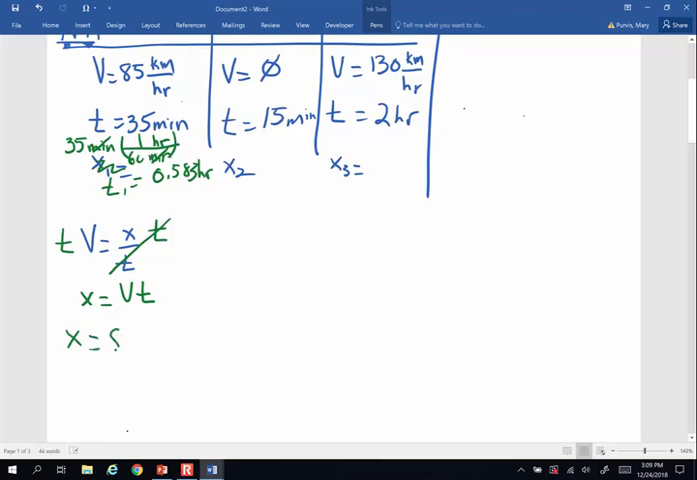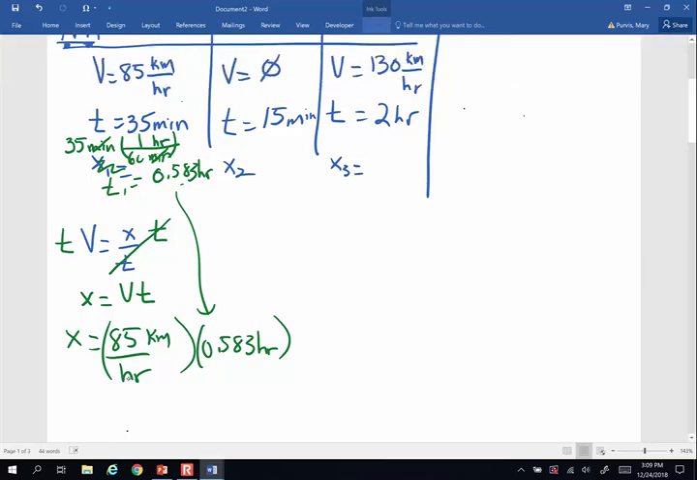My velocity is 85 kilometers per hour times a total time of 0.583 hours. And where did I get that? I got that from right up here. That's where that time came from. Hours are going to cancel hours. One's on top, one's on the bottom. I'm going to end up with a displacement in kilometers. And for the very first section, my kilometers is going to be 49.6 kilometers, when I round this off to 3 significant digits.